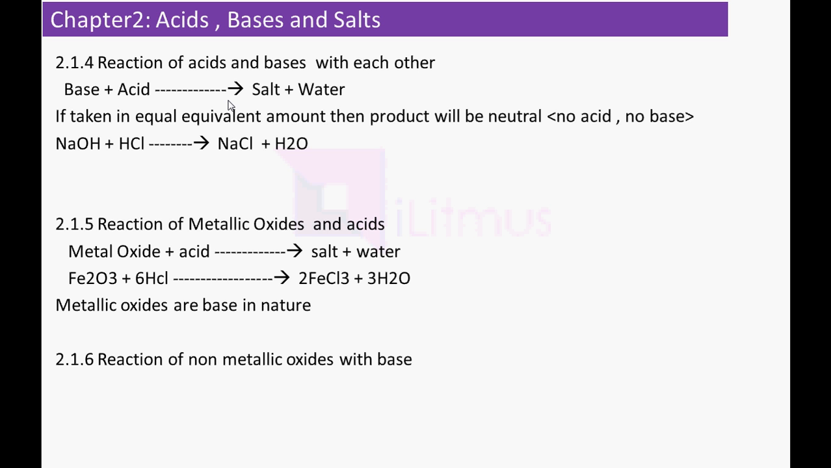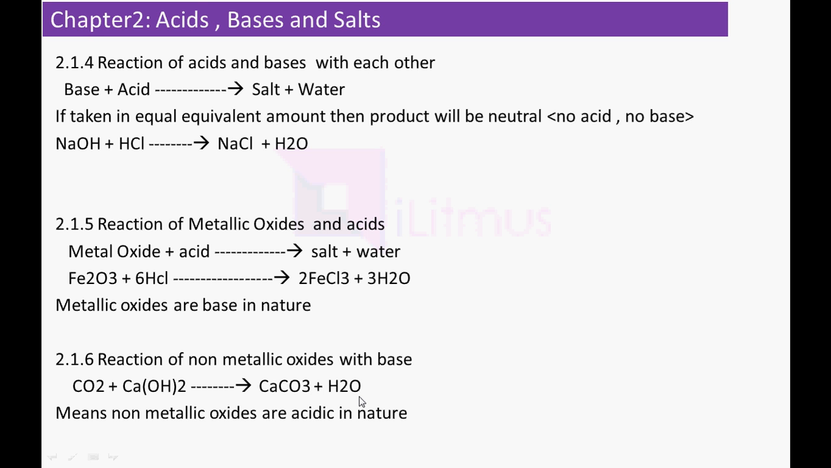Reaction of non-metal oxides: CO2 and Ca(OH)2 give calcium carbonate plus H2O. CO2 is a non-metallic oxide and Ca(OH)2 is a base. It's forming calcium carbonate, which is again a salt, then H2O. This means non-metallic oxides are acidic in nature. If CO2, then CO2 will be acidic, because it's again forming a salt. If a base is forming a salt with something, it means that reactant is acidic in nature.